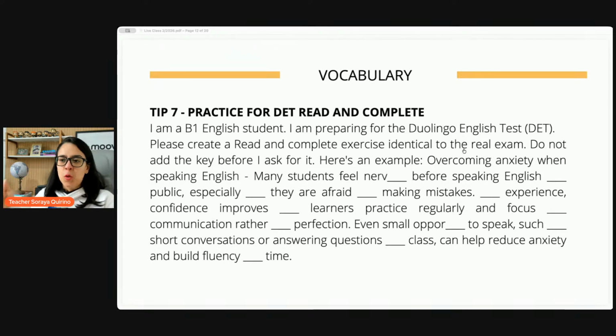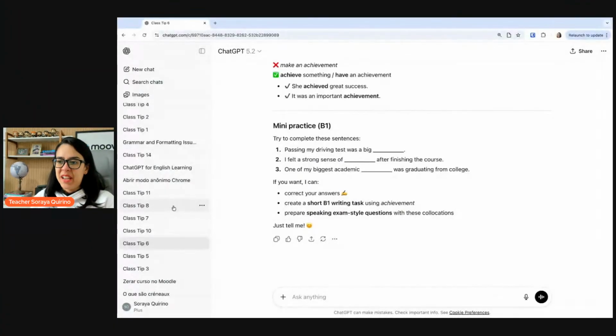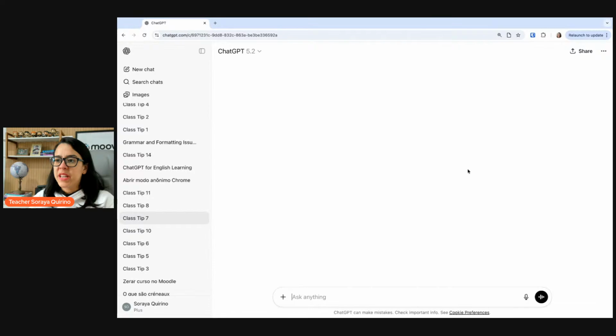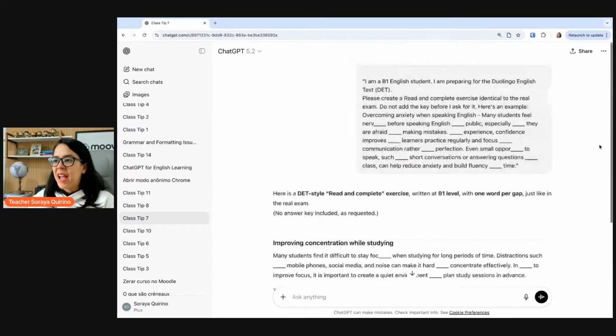Believe me, when you are studying, always try to do something more complicated, because then you can be ahead. You can always go beyond. And let me show you what ChatGPT did. I loved the exercise it created. Of course, it is always important to brief it properly.